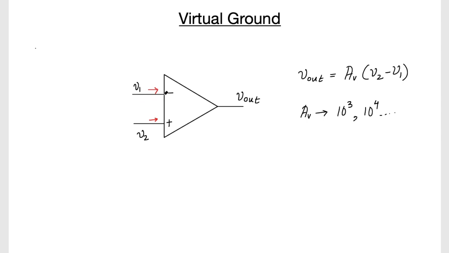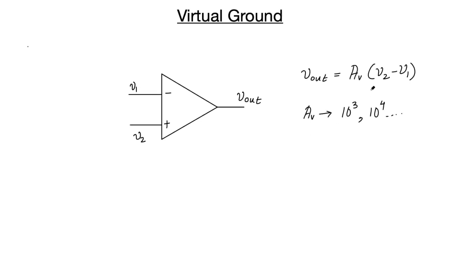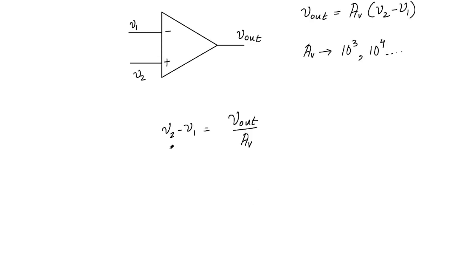That means hardly any current is flowing inside the op-amp. Even though there may be current, it will be very small, in the order of nano or picoamperes. So to simplify the analysis, we consider the current going inside the op-amp to be zero or negligible. Now if I rearrange this equation, instead of writing V out equal to AV into (V2 minus V1), I write V2 minus V1 is equal to V out by AV.